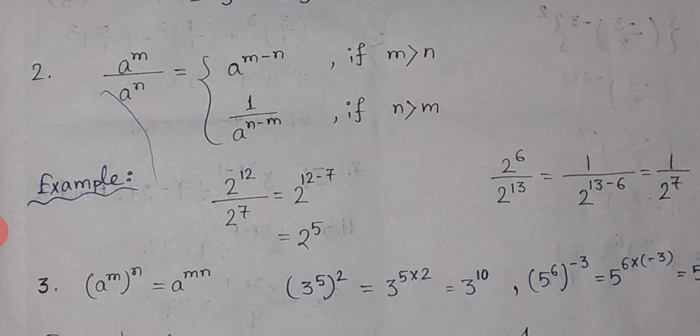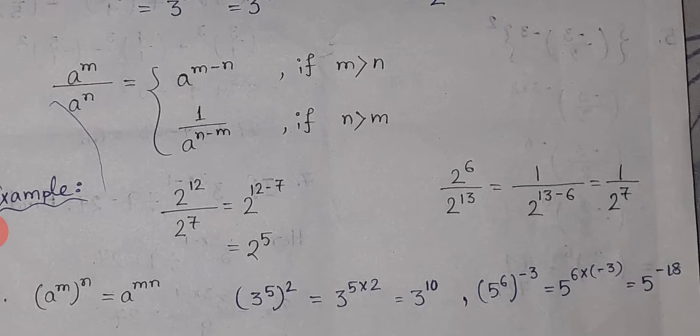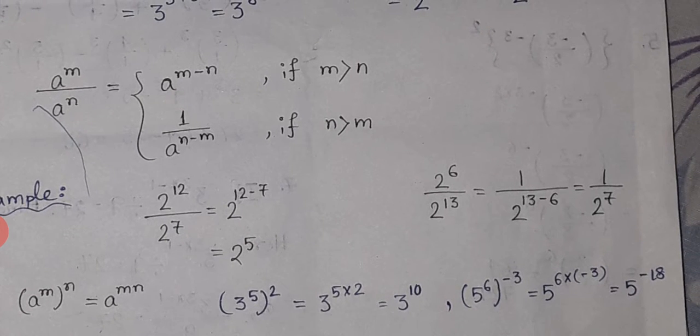Now coming to the second result. For the second result, if n is greater than m, then we will write the result as 1 upon a to the power n minus m. See the example. Here 2 to the power 6 by 2 to the power 13. Here 13 is greater than 6. That means n is greater than m. So we have written 1 by 2 to the power n minus m, that means 13 minus 6, and got the result 1 by 2 to the power 7.